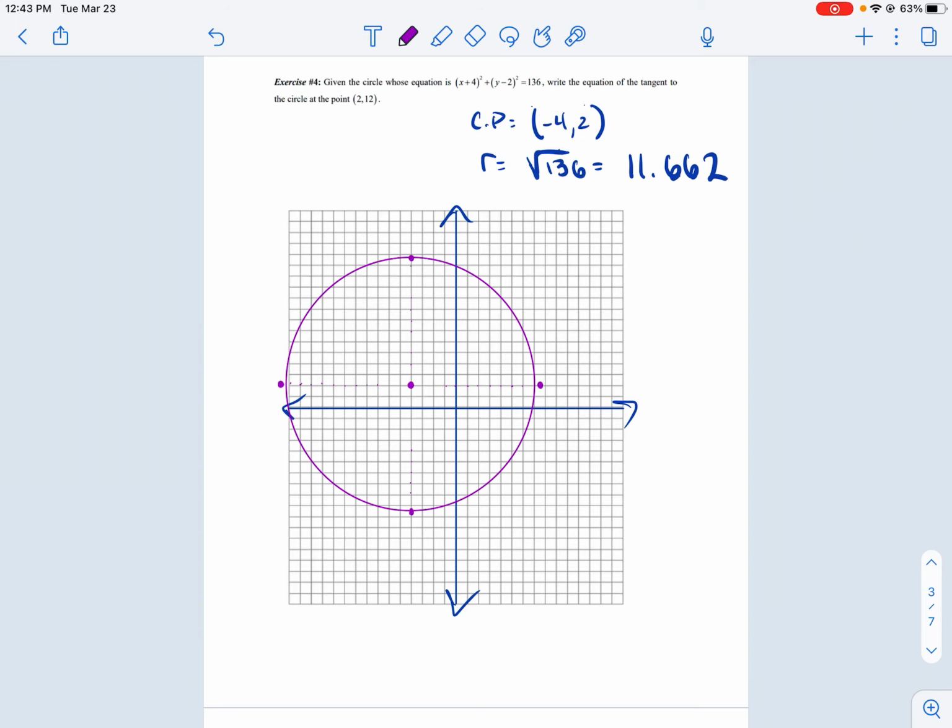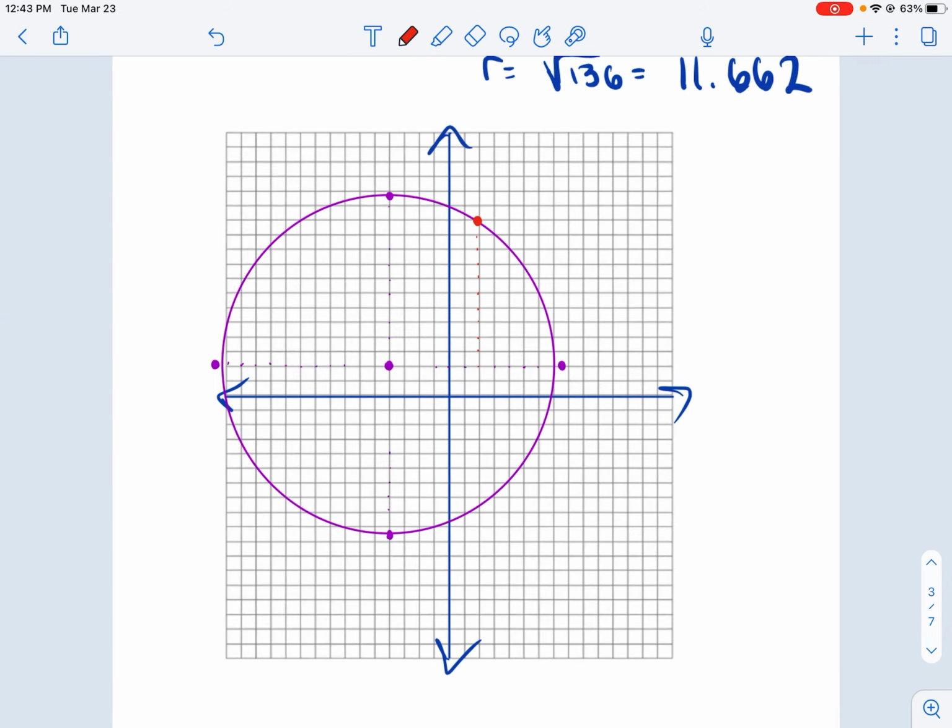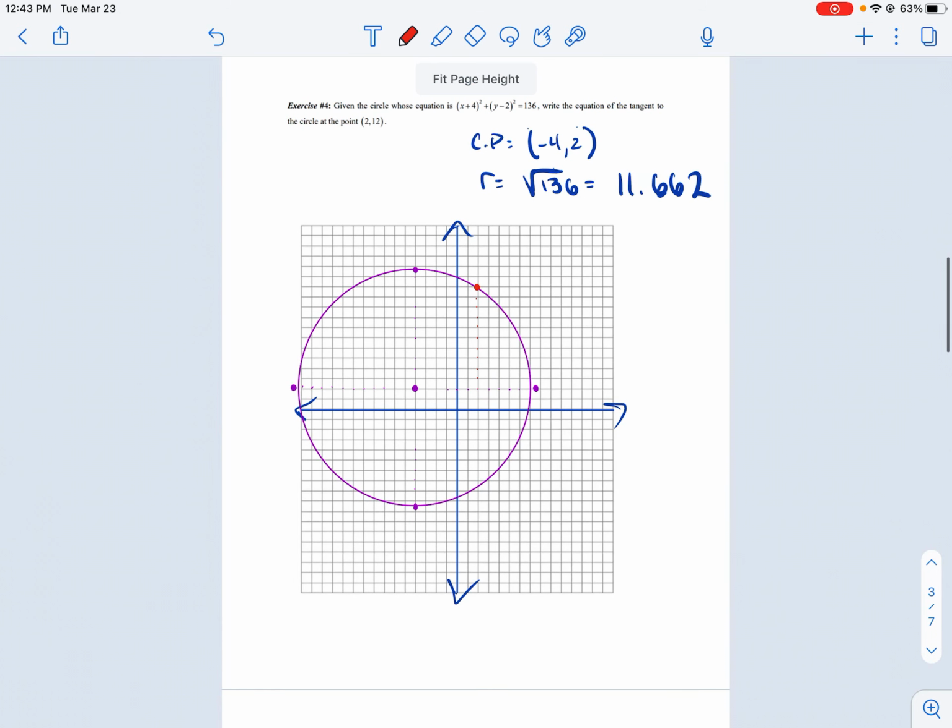And then drawing a line that's tangent to it at this point. So 2, 1, 2, 3, 4, 5, 6, 7, 8, 9, 10, 11, and 12. So not a bad circle, Mr. K. Almost lands right on there pretty well. Okay. So write the equation of the tangent line for that circle.